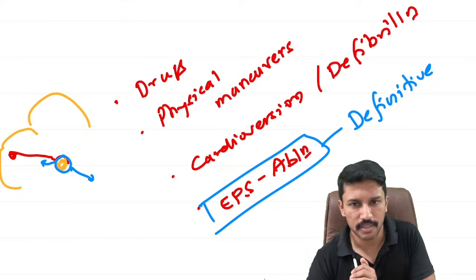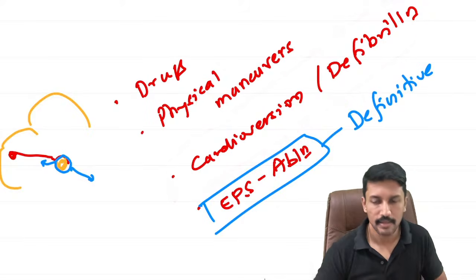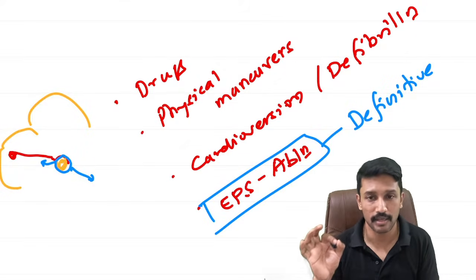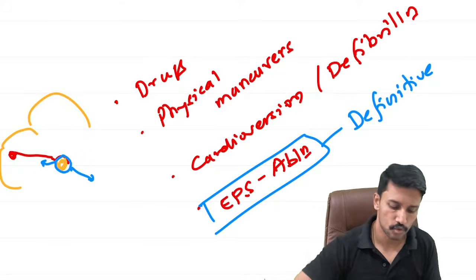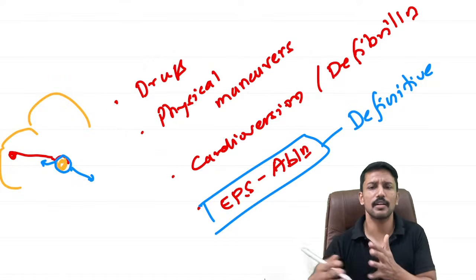Shock is the best treatment. But of course, we will not go for shock for all patients. The best treatment is reserved for those who are either hemodynamically unstable or those who are not responding to drugs and physical maneuvers. Because shock is a little cruel.